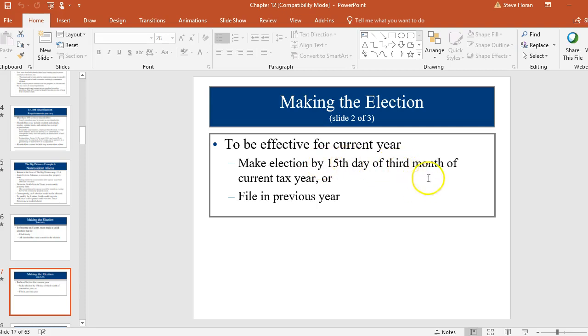The 15th day of the third month, March 15th, or filed in the previous year, any time previous to that. So, obviously, just think of we're in the 2018 tax year, getting done with it soon. And so really, I would have until March 15th of 2019 to decide if I want to make the election to become an S Corp. I've got that much time to figure it out because that's when I can accumulate all my information, gather my data, and determine which, C Corp or S Corp, makes the most sense for me, and then make the election.